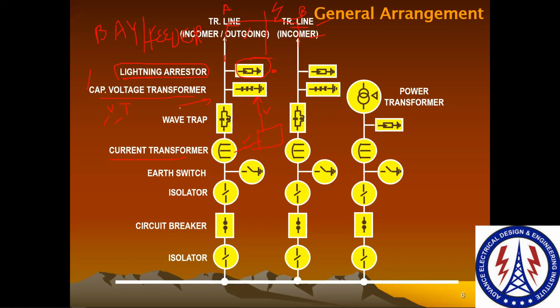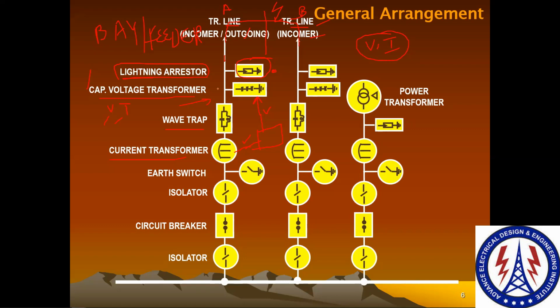Based on this CT and VT input, like voltage and current, all other parameters will be derived, like power factor, power angle, then your active power, reactive power, and the complete power, active plus reactive. Whatever factor you need to derive, we can derive with the help of this voltage and current value. Now you can see here we have a wave trap.